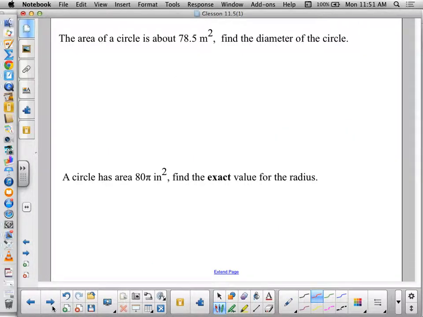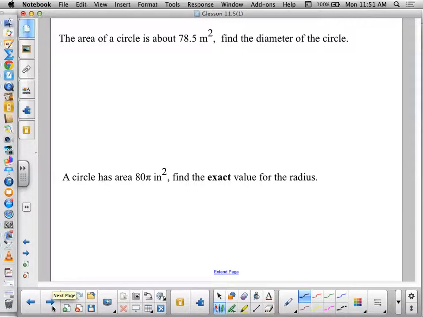Now, I'm not going to ask you a whole lot of questions like, here's the radius, find the area of the circle. Because that's pretty easy stuff. I'm more likely to work it backwards. But again, this is just good practice because we often need to work our formulas backwards, or use our formulas to find a certain unknown.